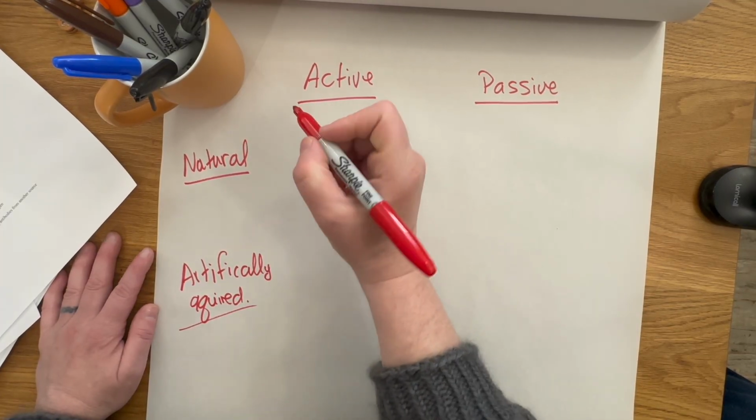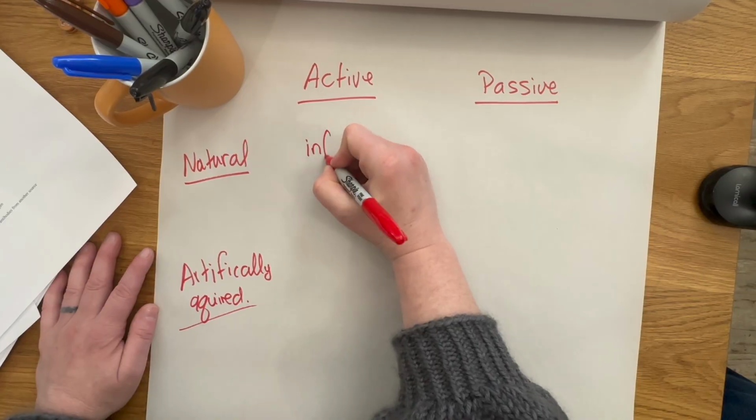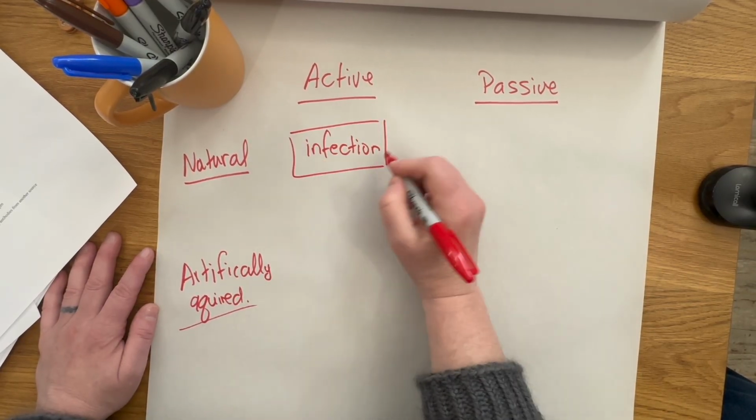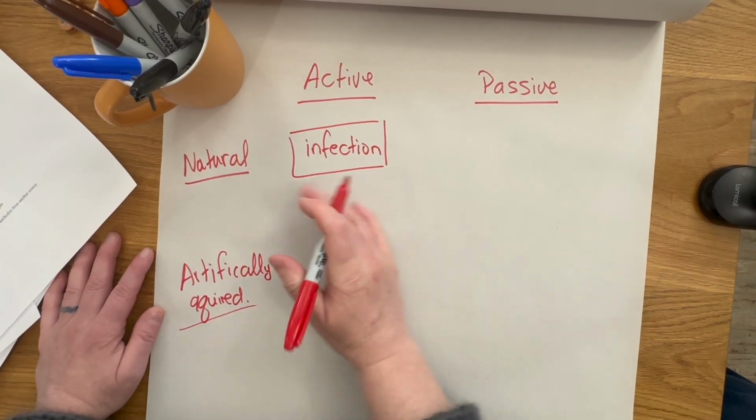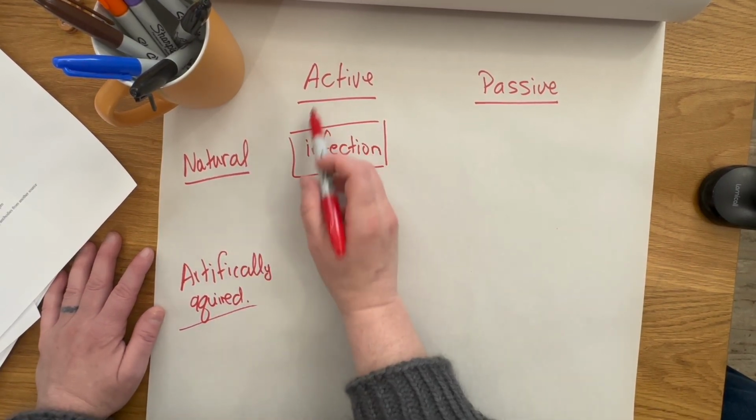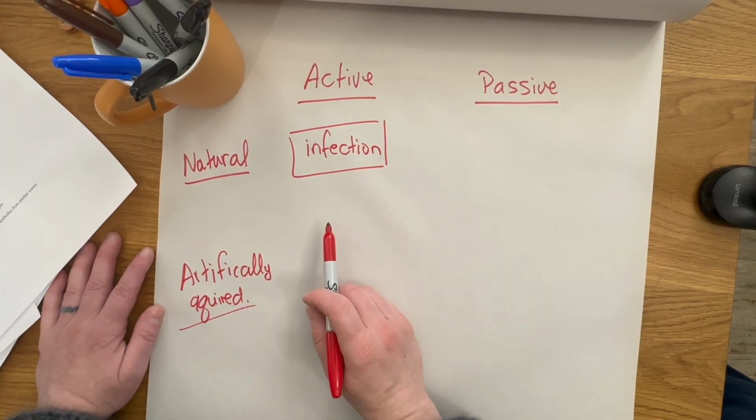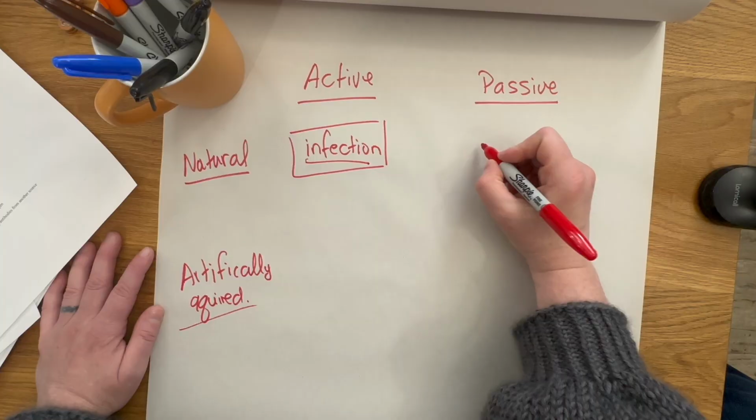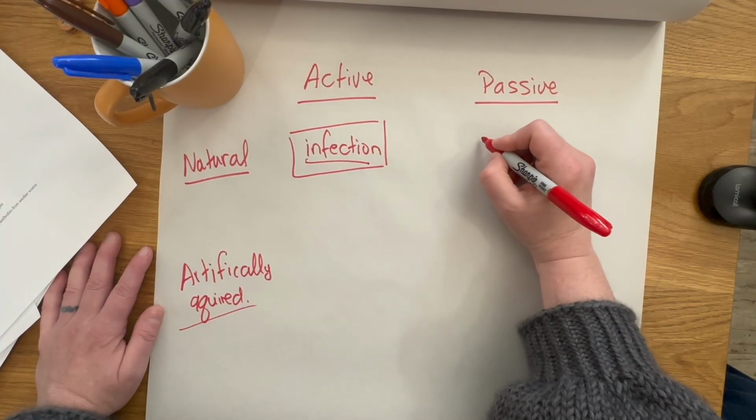body got involved in and actually had to fight off. Okay, so you got COVID, let's say, right? And your body fought it off. So you developed some natural active or active natural immunity to that infection. A passive natural form would be getting antibodies through breast milk.